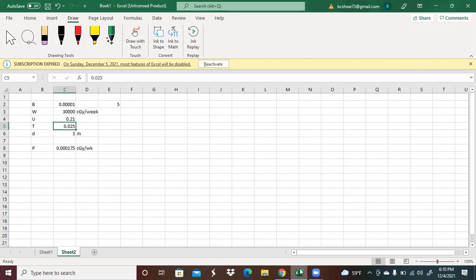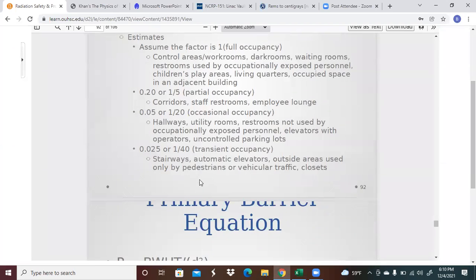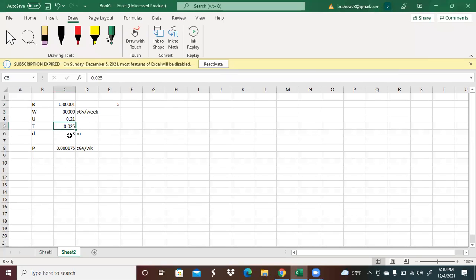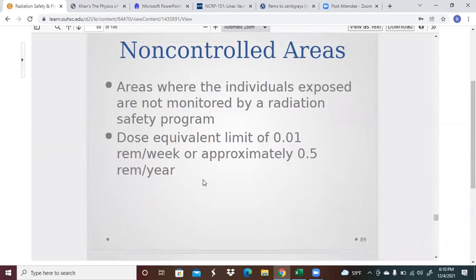Then the time here for the occupancy, I'm going to go with 0.025 because it's transient occupancy and it is 3 meters away. If you combine all of that, I'm going to multiply this factor by this factor by this factor by this factor, and divide by the square of this particular number. That's going to end up giving us a transmitted dose of 0.000175 centigray per week.